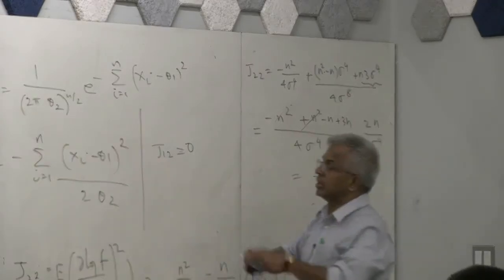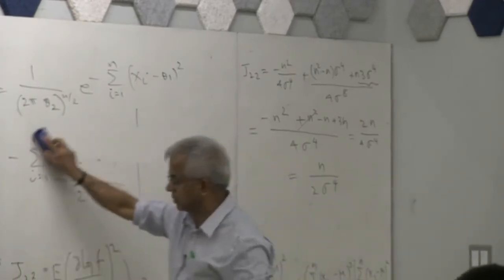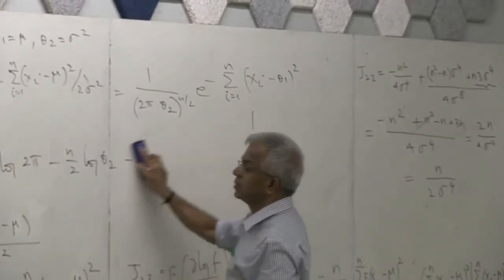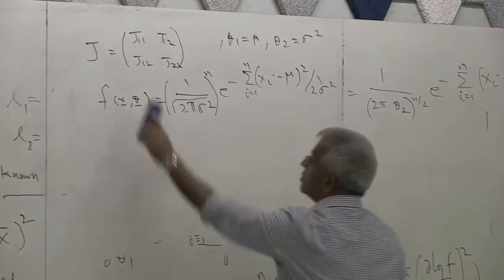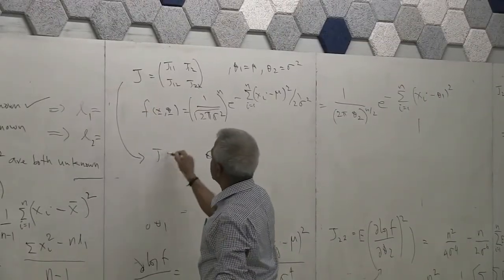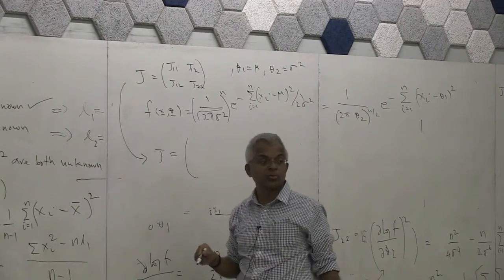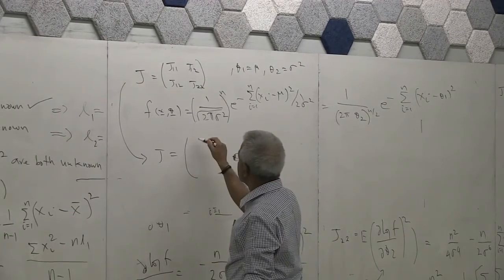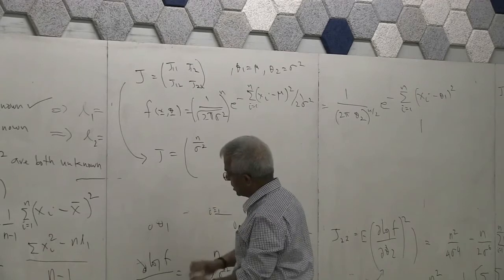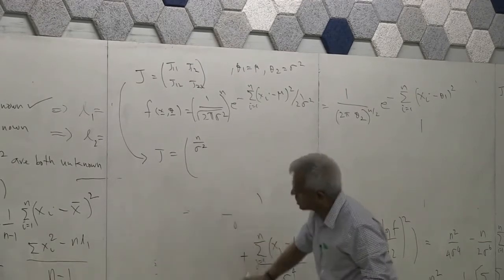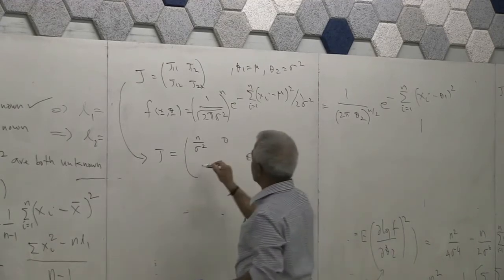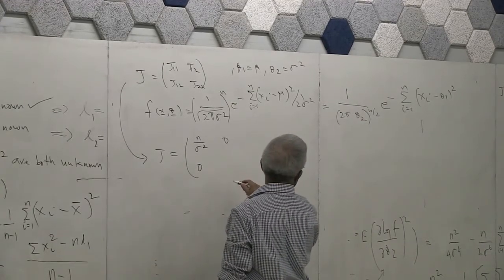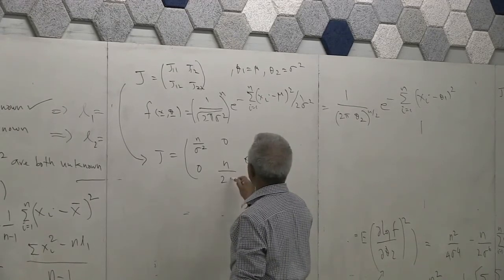So let's just complete this quickly. I just found all the terms I need, right? We just found J. J turns out to be, anybody remembers what was J11? Just read it. N over sigma squared, right? And J12 was 0. And this is 0. This was N over 2 sigma 4.